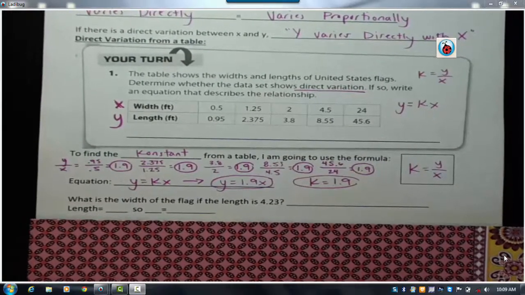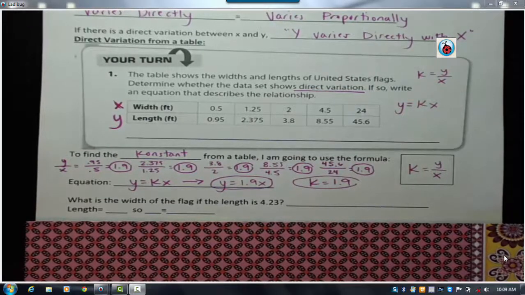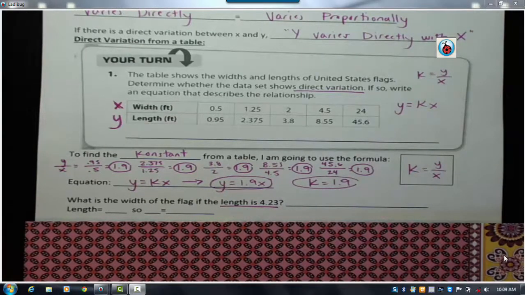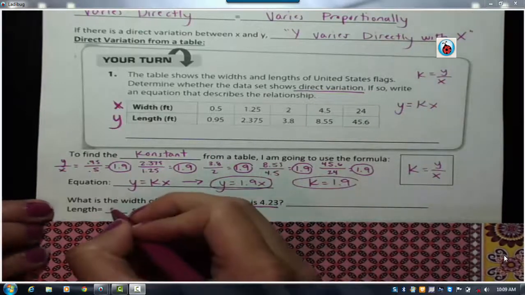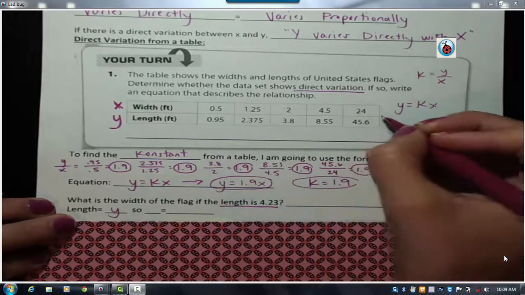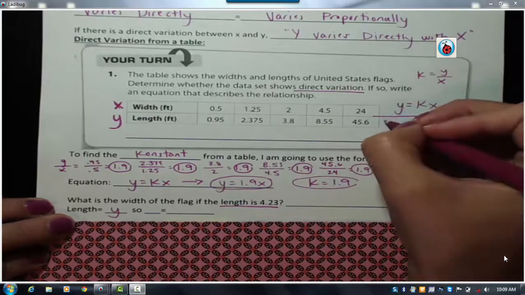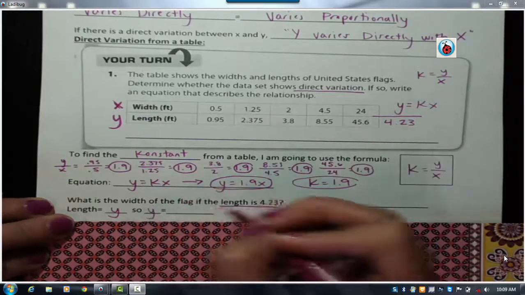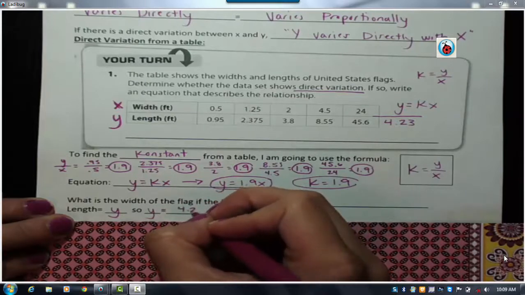So let's say the question extends a little bit more, and it asks, what is the width of the flag if the length is 4.23? Okay, so remember, length in our XY table represents our Y value. So if length is our Y value, that means that they're giving us the Y value. So I can extend this table and put in what they're giving me. Okay, so Y is equal to 4.23.